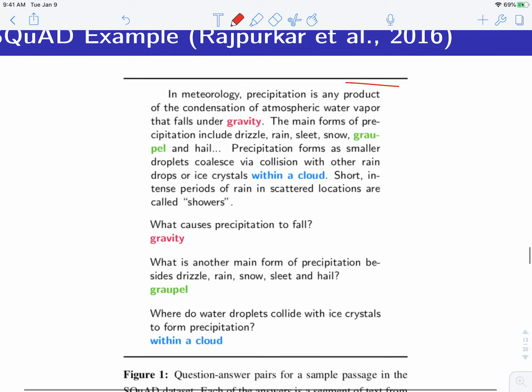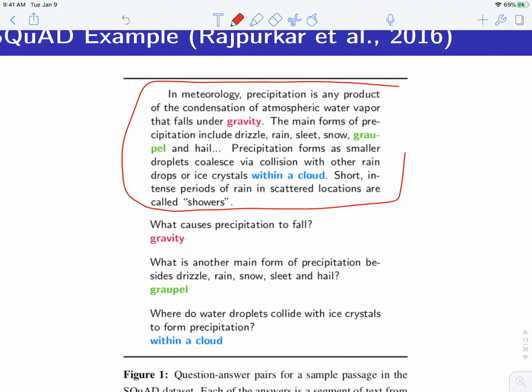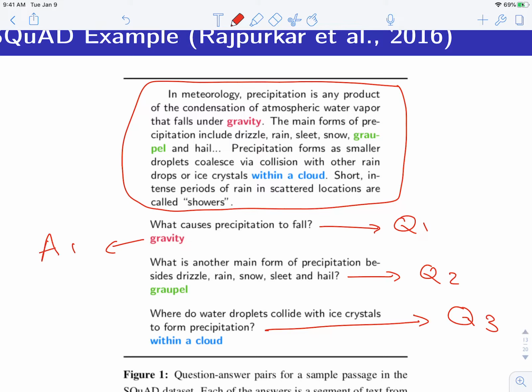So this is a passage, and we can construct some questions. This is question 1, this is question 2, and this is question 3. And this is answer 1, answer 2, and answer 3. Note that sometimes the answer is a single word, but it doesn't have to be. It's a span, okay? And we need to know the start and the end of the span in order to know the whole answer.